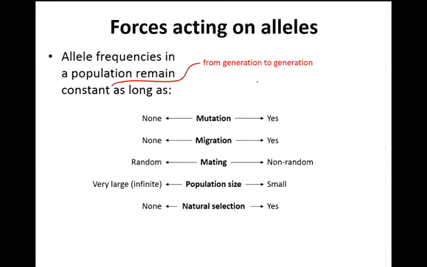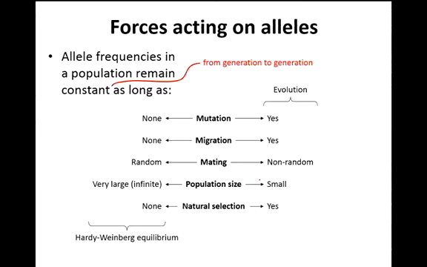Okay, so in real life, this is all called evolution. So these various aspects, when they happen, that's evolutionary processes occurring. But if, say, you have an almost perfect situation, then you can have a situation called the Hardy-Weinberg equilibrium. Okay, this is when you have a very large population, there's no mutation, no migration, very random mating, and no natural selection going on. This is what we call the Hardy-Weinberg equilibrium.